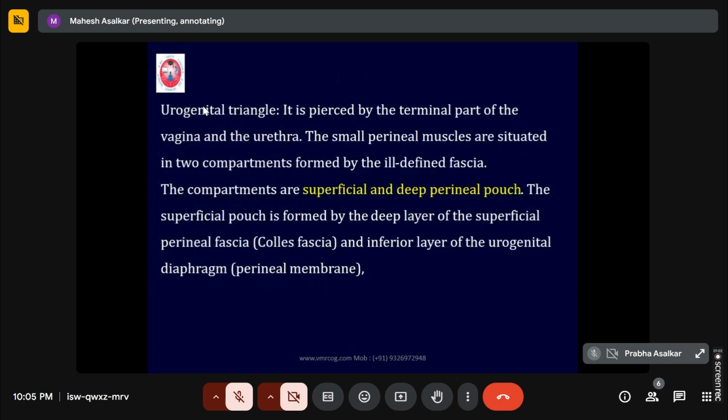Then coming to the urogenital triangle, that is the anterior triangle. It is pierced by the terminal parts of the vagina and the urethra. The small perineal muscles are situated in two compartments formed by the ill-defined fascia. So there are two compartments in the urogenital triangle. These compartments are nothing but the superficial and the deep perineal pouch. The superficial perineal pouch is formed by the deep layer of the superficial perineal fascia, that is the Colles fascia, and the inferior layer of the urogenital diaphragm, that is the perineal membrane.